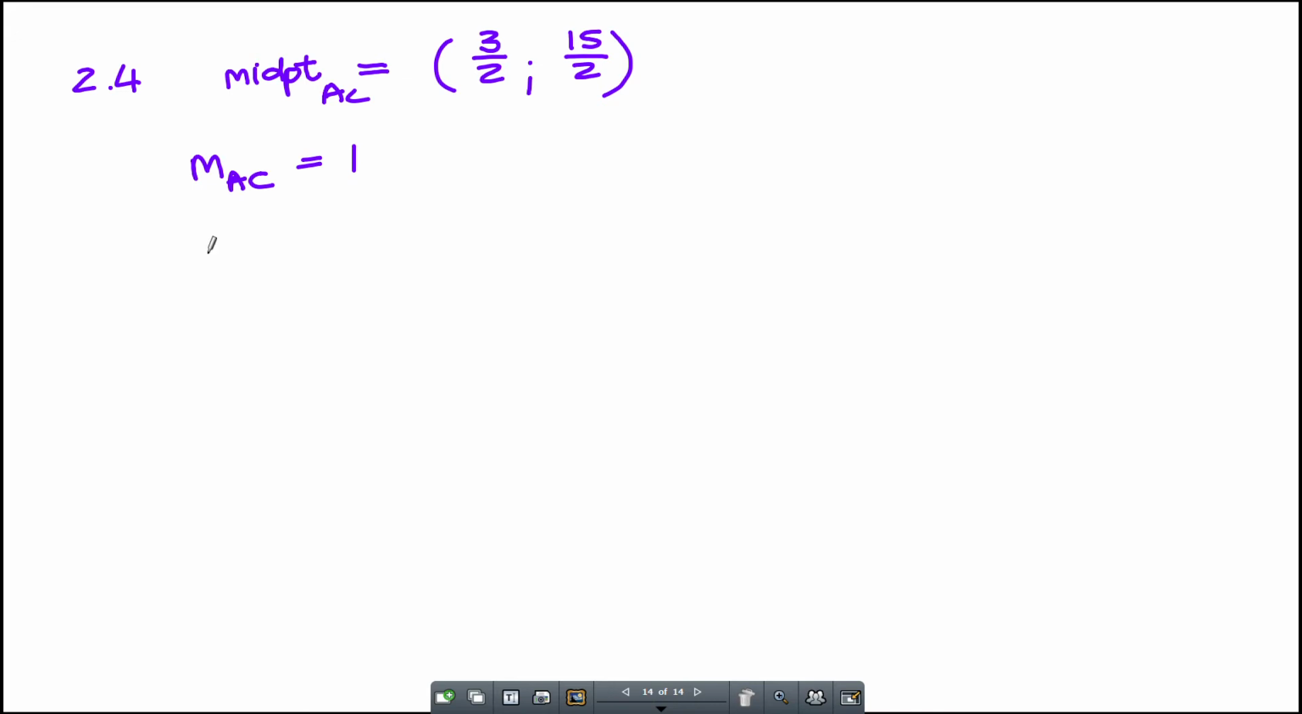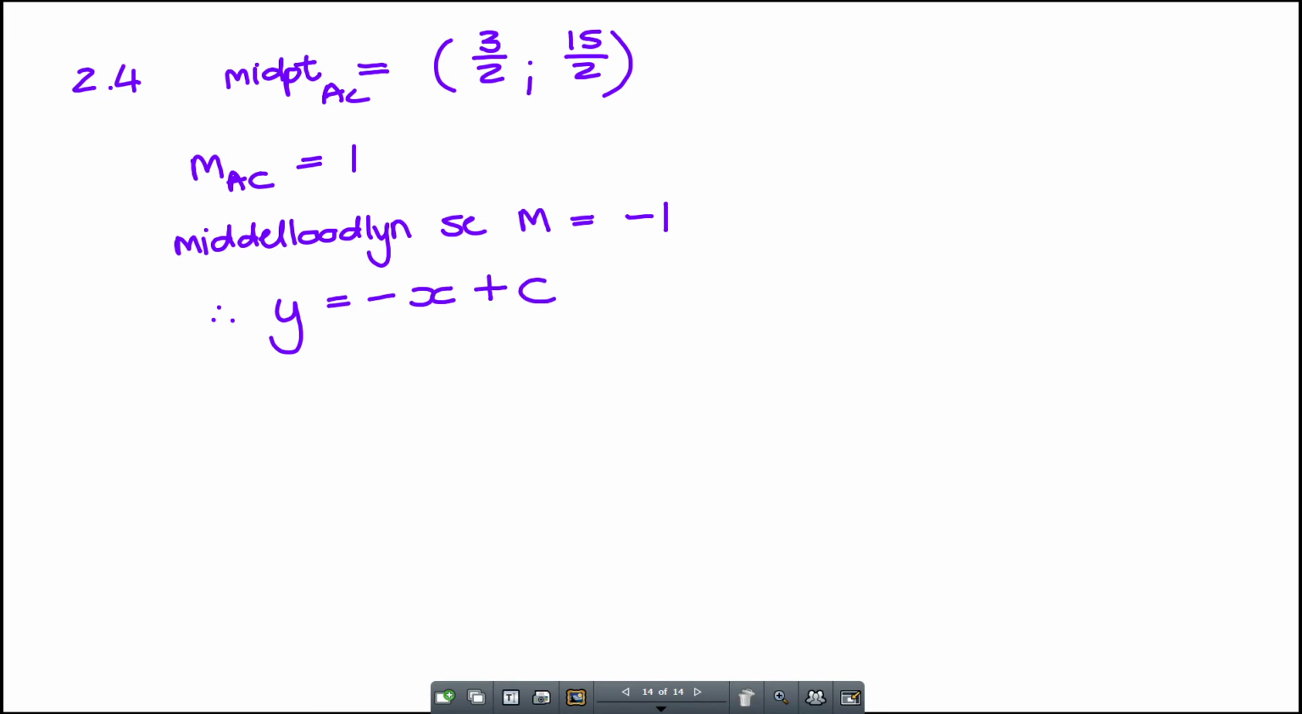Okay, so the perpendicular bisector is 'n gradiënt. Ek gaan nou sê middelloodlyn se gradiënt is dan minus 1. So A is gelyk aan minus 1x plus C. You guys good with that?